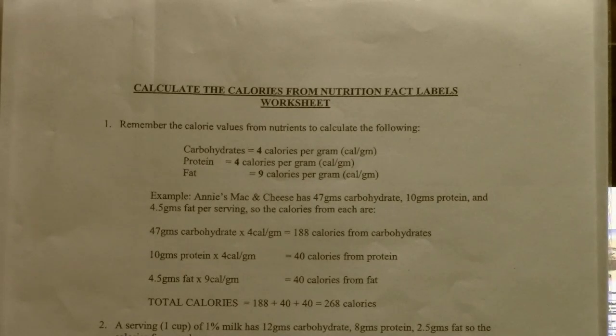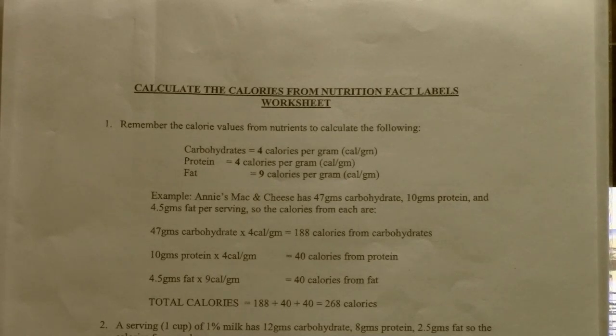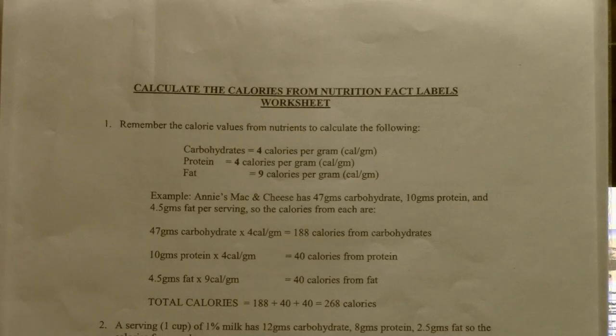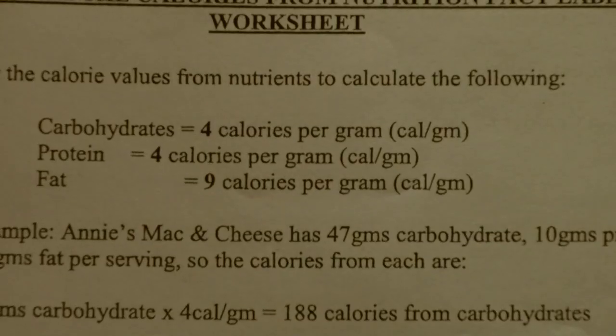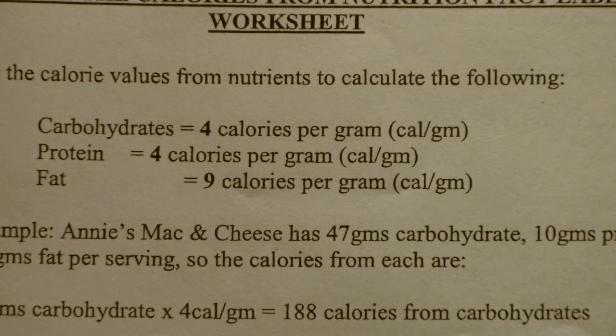Okay, here we go. So this is the worksheet that talks about calculating the calories from nutrition facts labels. If you remember back from our first class, we talked about the calorie values of our macronutrients, which were our carbohydrates, protein, and fat. Hopefully you can see here a review of what those calorie values are. Every gram of carbohydrate you see in a package has 4 calories. Every gram of protein has 4 calories. Every gram of fat has 9 calories.